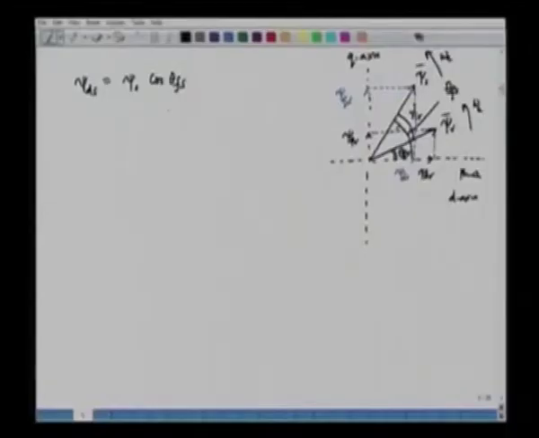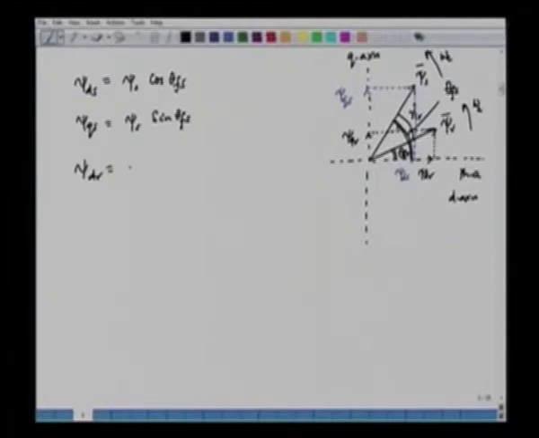So, if I find out what psi ds is, it will be given by psi s into cos of theta fs, that is what I have written here. Similarly, psi qs is equal to psi s into sine of theta fs, sine of this angle theta fs.